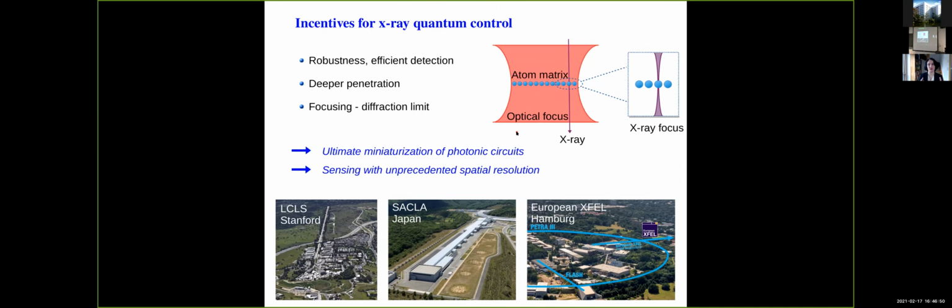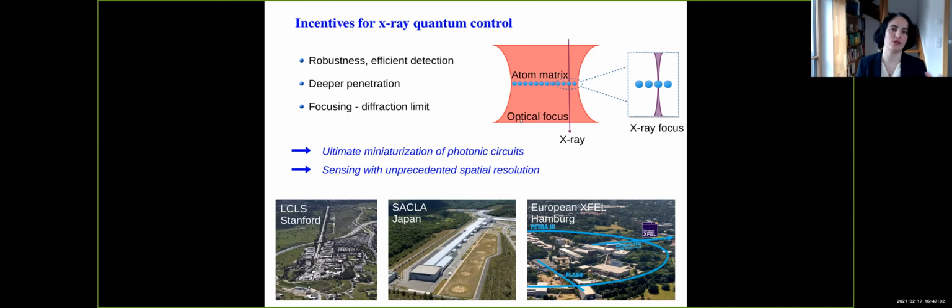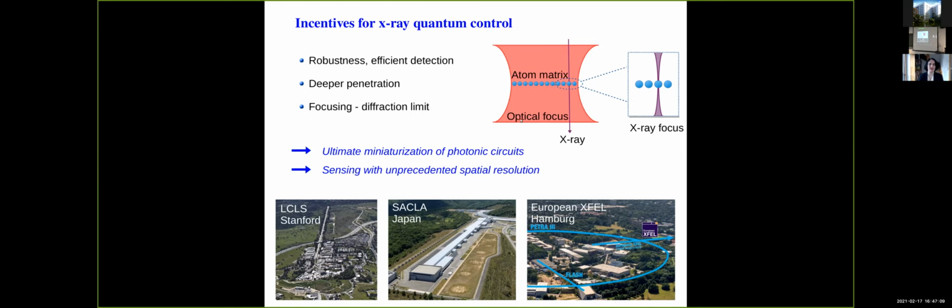Because if you try to focus light, you're typically limited by the diffraction. So you cannot focus on spots much smaller than the wavelength of light. And this means that if you want to address an atom matrix with an optical laser, then you are typically addressing with something like an 800 nanometer optical focus, and you are talking to many atoms at the same time, which can be something good if this is what you want. But on the other hand, you cannot speak with individual atoms properly if they are all together.